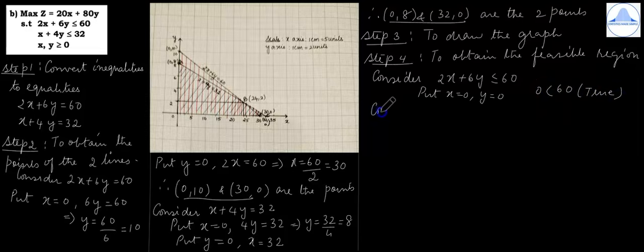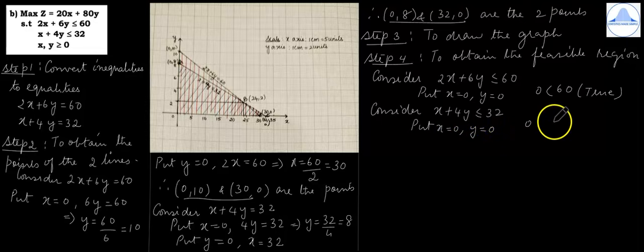So 0 is less than 60, which is true. Then similarly take the next inequality. Consider x plus 4y less than or equal to 32. Again put x equal to 0, y equal to 0. So you'll get 0 on the left hand side and on the right hand side you have 32. Check whether 0 is less than 32. It is less than 32, so it is true. So whenever it is true, you have to shade towards the origin.